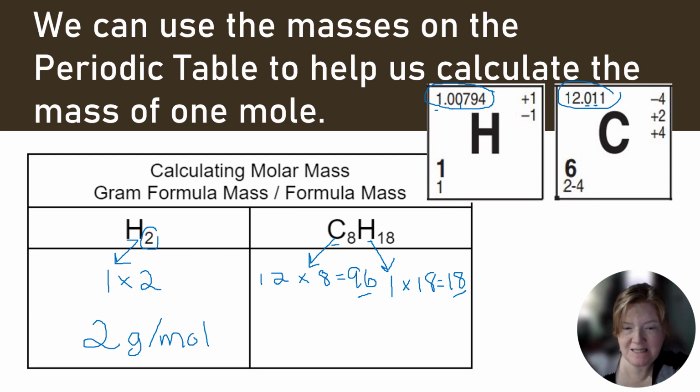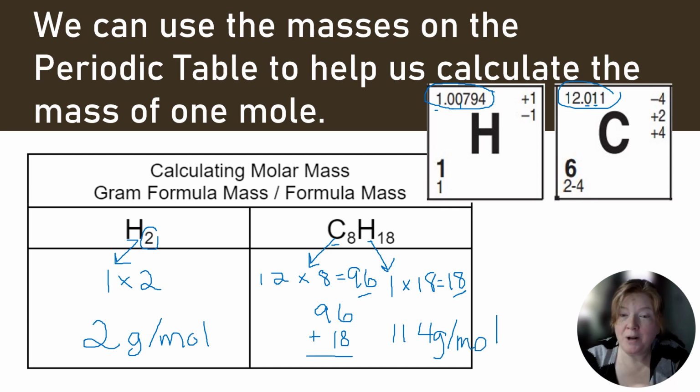So I have to add 96 plus 18, right? And what does that give me? So that's 114, and then my units, don't forget units. We don't want to leave numbers naked without units. That's embarrassing. 114 grams per mole.